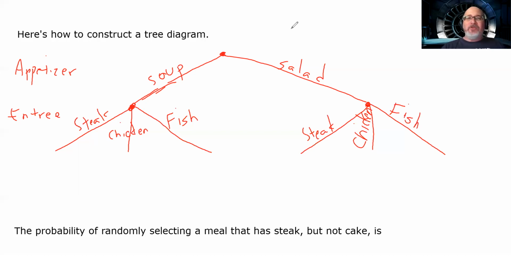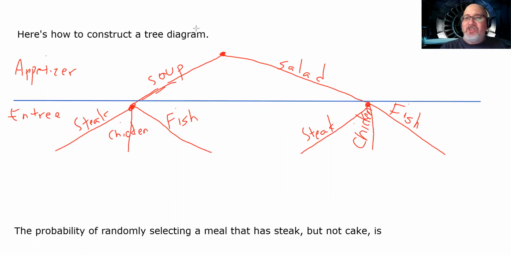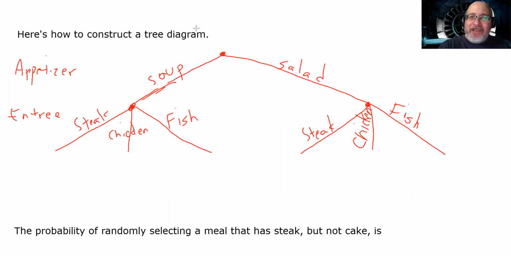So now we have 2 layers of branches. Although this isn't part of the tree diagram, it sometimes helps to see a line going across that separates each decision's choices. Above that blue line is my appetizer choices. Below it is my entree choices branching out from each of the previous appetizer choices. Then we do it again for the next decision.